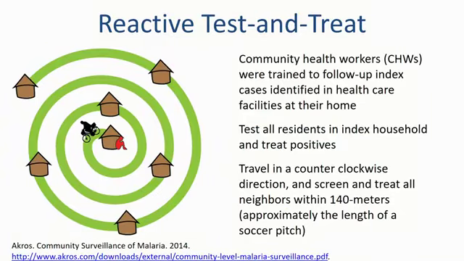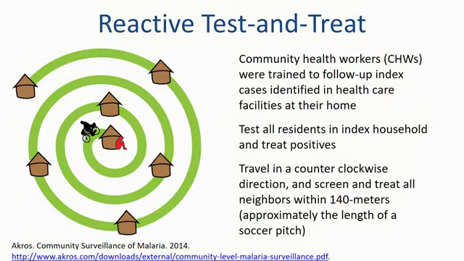And how this works operationally in Zambia currently is that community health workers were trained to follow up index cases that were identified in healthcare facilities in their home, and then to test and treat all of the residents within the home, test everyone and treat those who are positive, and then to travel in a counterclockwise manner out 140 meters from this index household and test all of the neighbors and treat those who are positive. And the spatial reference they were given was that this is approximately the length of a soccer pitch. And while this seems operationally simple, it's actually incredibly complex in the field.